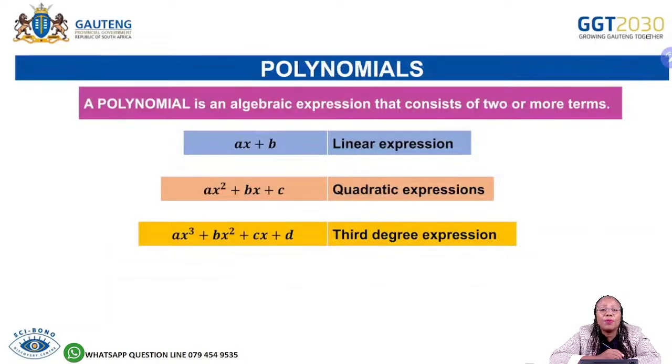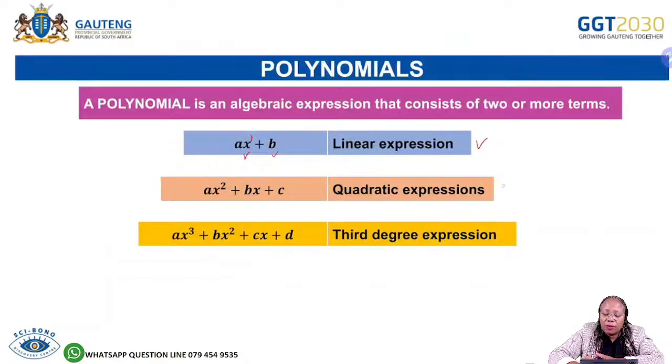And then, what is a polynomial? A polynomial is an algebraic expression that consists of two or more terms. For example, we have a linear expression. Why are we saying it's linear? It is because it is x to the power 1. X to the power 1 is linear. And in this case, it is composed of two terms. A term is separated by either a plus or a minus sign in between.